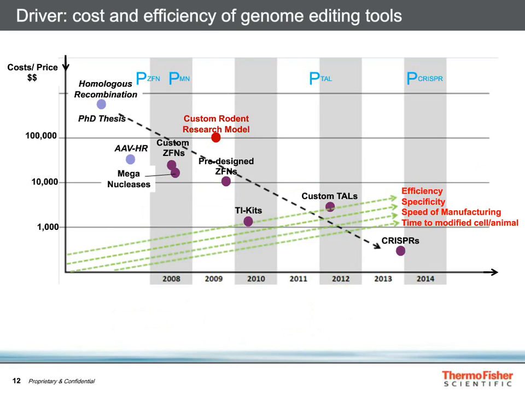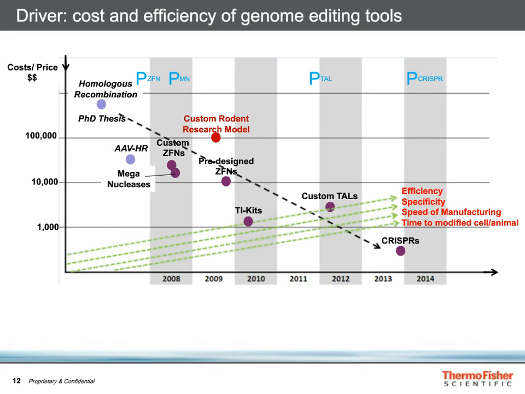So one of the drivers here is the cost of the editing tools. If you look back in time, back when I was doing my PhD, we were engineering cells by homologous recombination, and making one edited cell line, or one edited animal model, was almost an entire PhD thesis in those days, and the cost was significant.